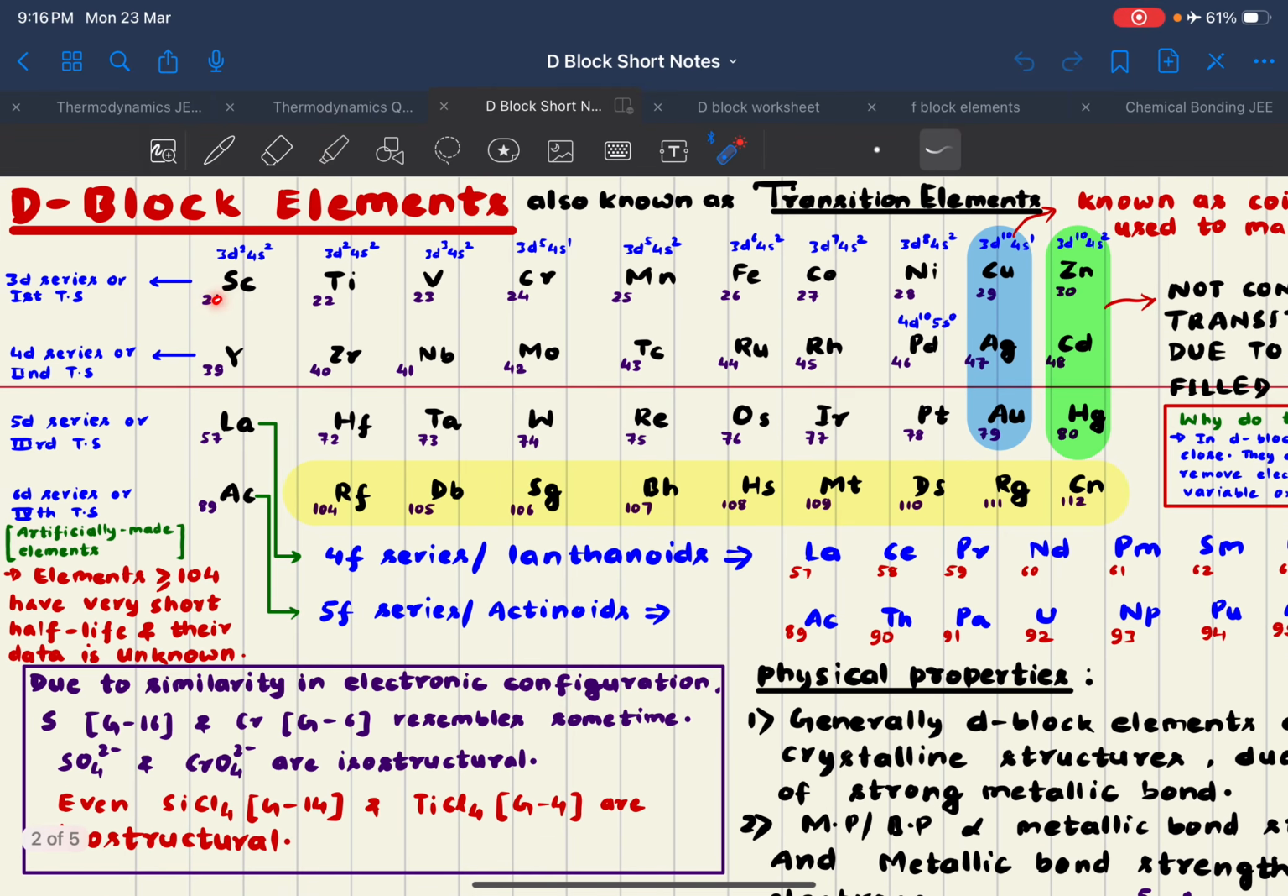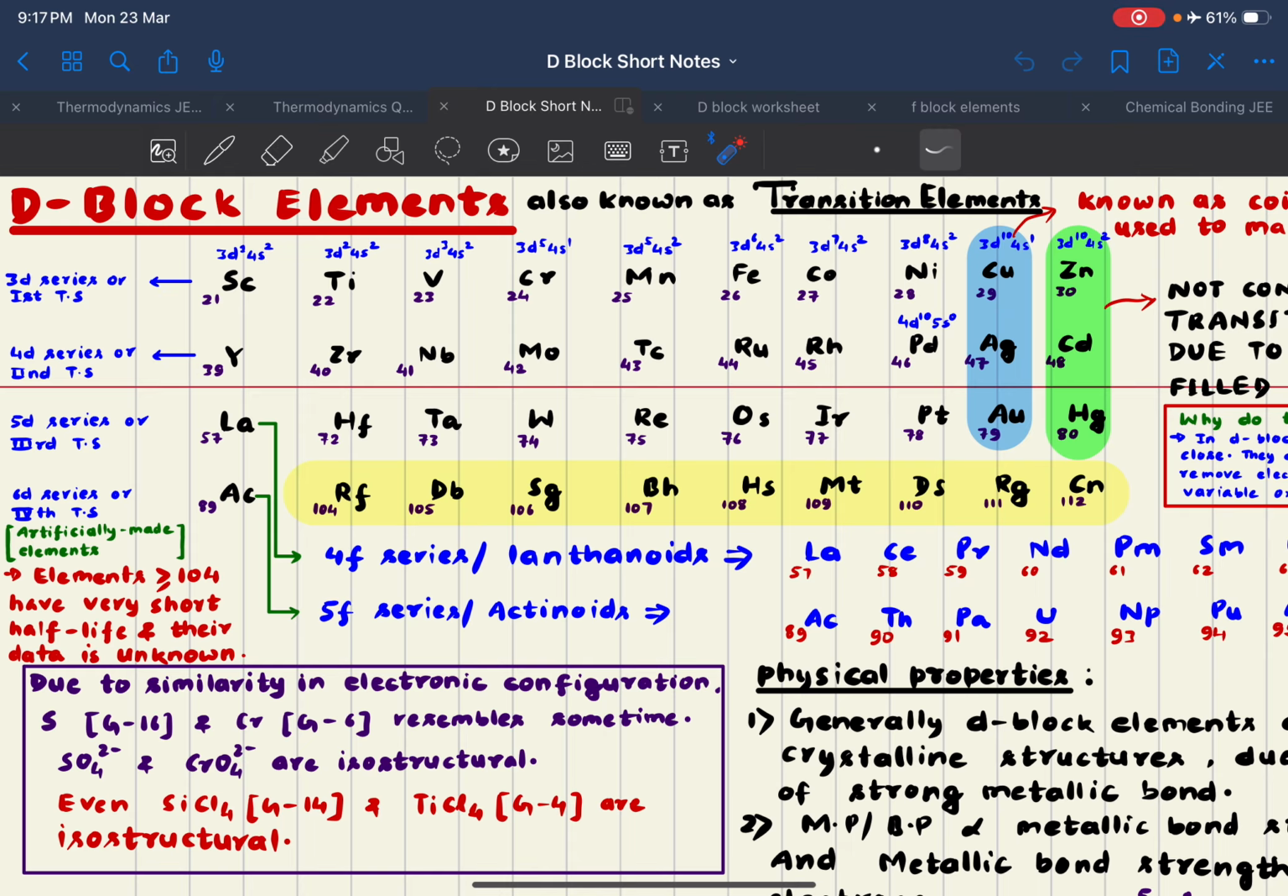Now, if you see scandium, titanium, vanadium, these elements belong to group 3 onwards. So from group 3 to group 12, zinc belongs to group 12. If you see the periodic table, groups 3, 4, 5, 6, 7, 8, 9, 10, 11, and 12. This part is the fourth period, these elements belong to the fifth period, these belong to the sixth period, and these belong to the seventh period.